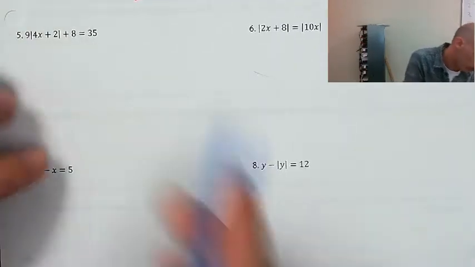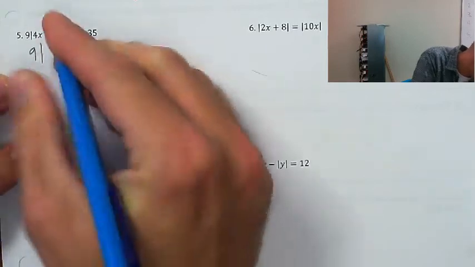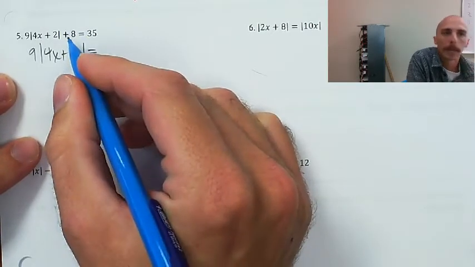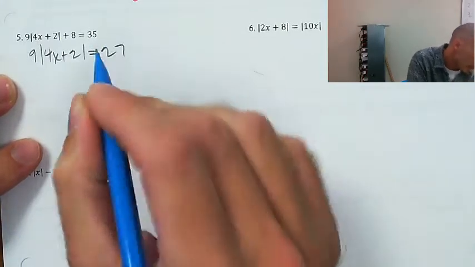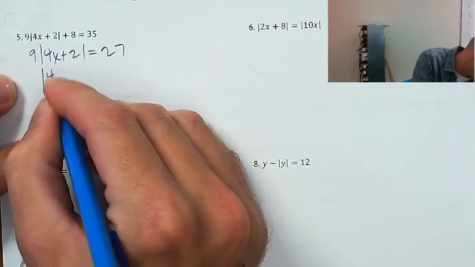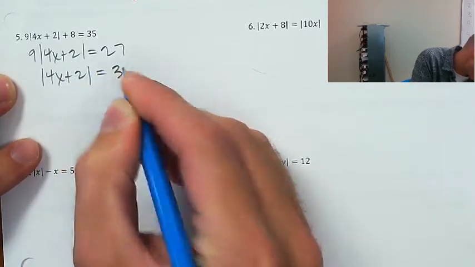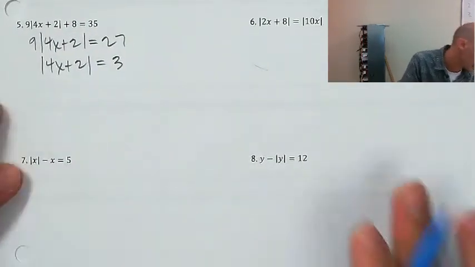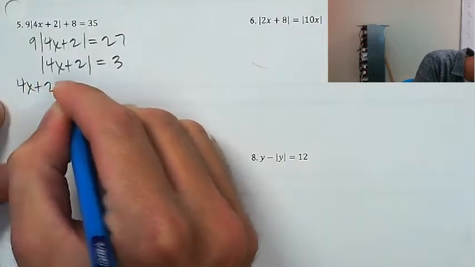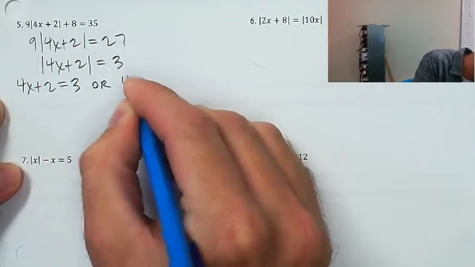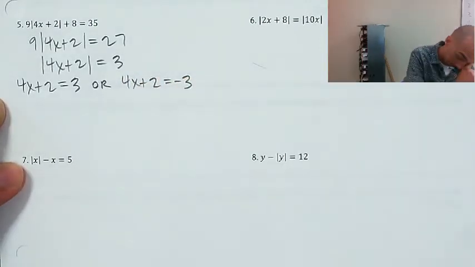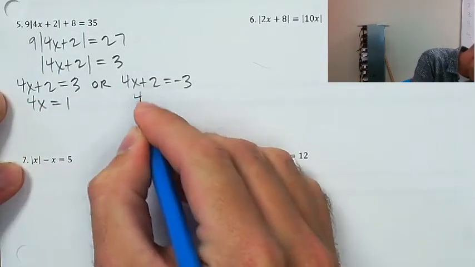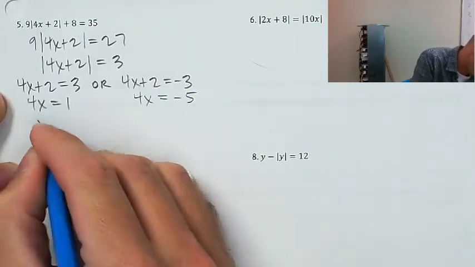All right, now this next one, I'm going to try to get at this absolute value of 4x plus 2, so I've got to subtract that 8 from both sides. So 35 minus 8 would be 27. And then I'm going to divide both sides by 9. And then I'm going to say, okay, I've got it down to absolute value equals number, so I'm going to split it up. So that's 4x plus 2 equals 3, or possibly 4x plus 2 is negative 3. Pardon me. And I'm going to subtract 2 from both sides. Divide by 4.